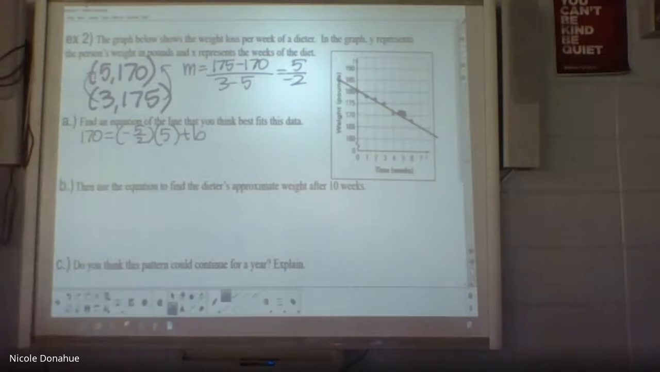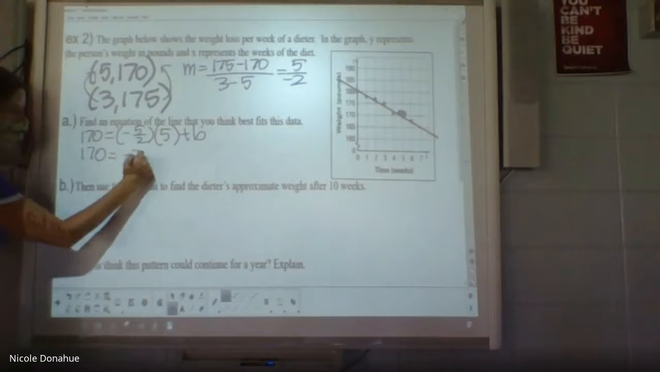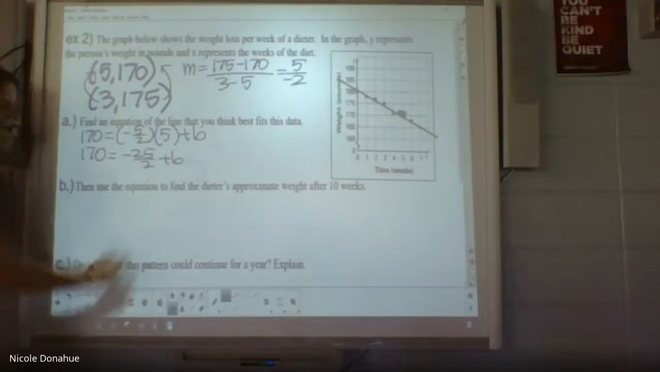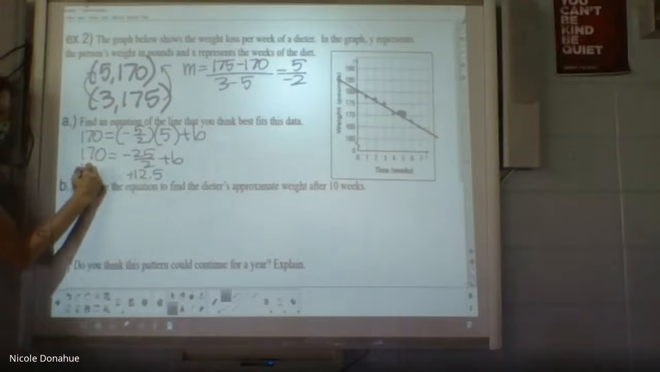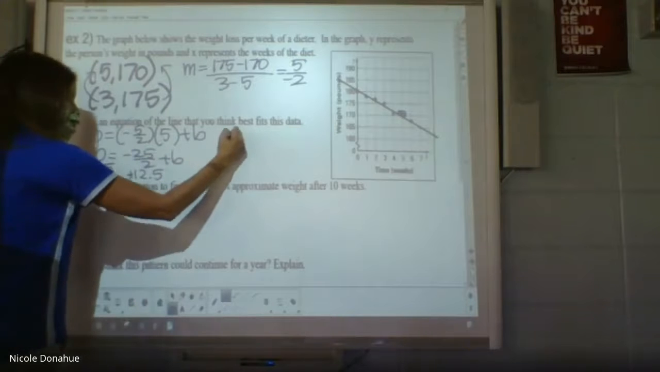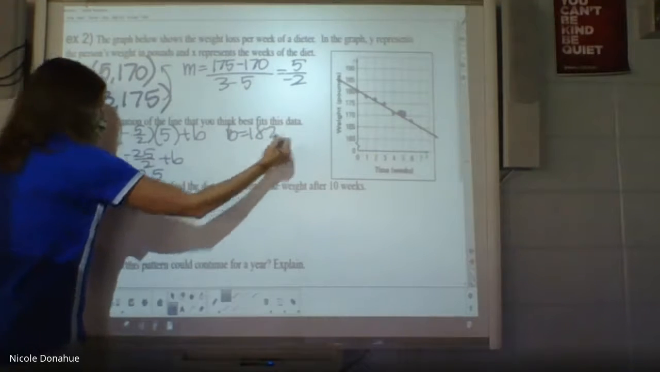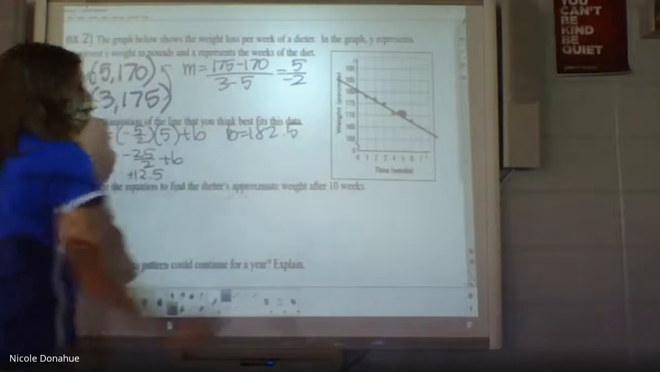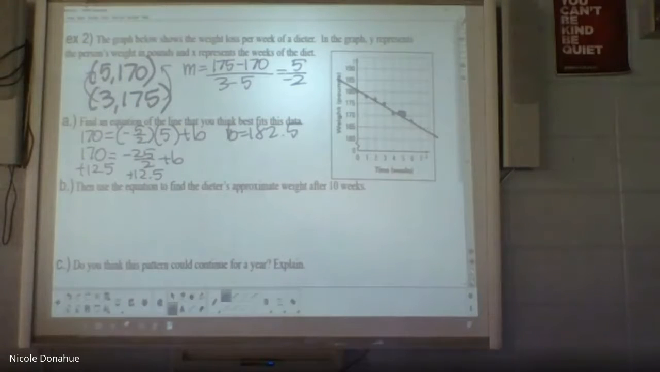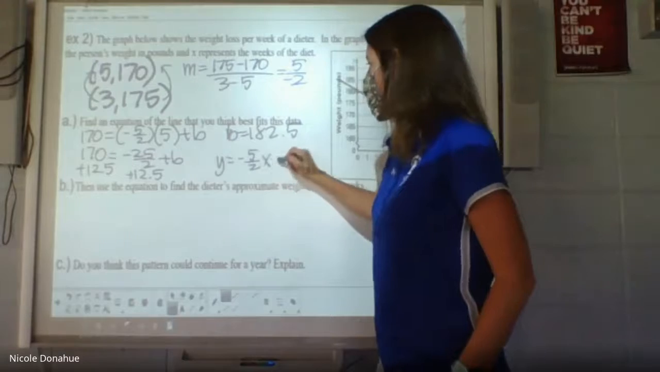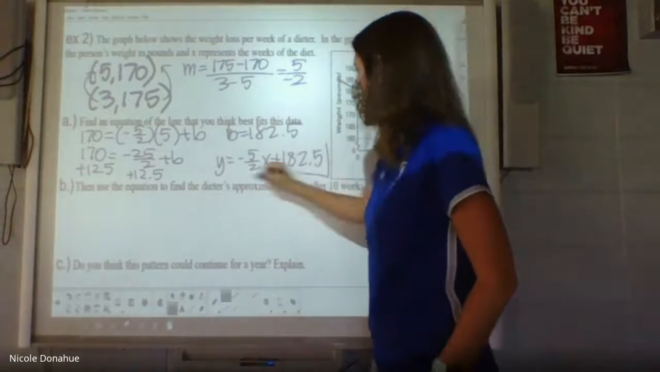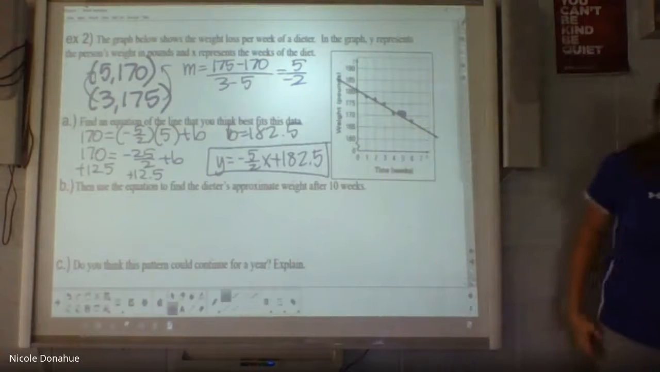Now some of you guys might be mad at us for not choosing b to begin with, like, well, there's b on there. So this is negative 25 over 2, which is negative 12.5. I'm going to add that to both sides. So in this case, our b is 182.5. So there's our equation of our line of best fit.